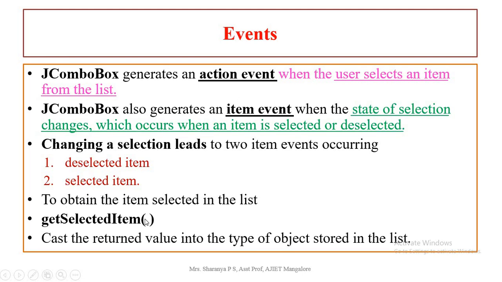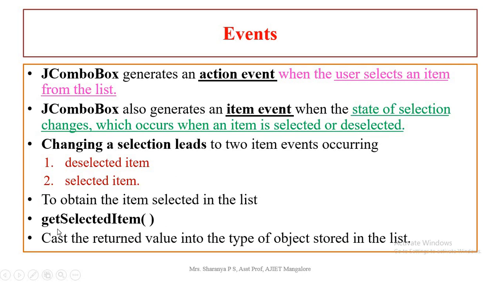So how can we manage this? We can obtain the item which is selected by the user by using the method getSelectedItem. Which event will be generated is based on how the user is interacting with the GUI. If the user selects some item, an action event will occur, and correspondingly we have to handle the event. If the user selects or deselects some item, an item event will be generated.